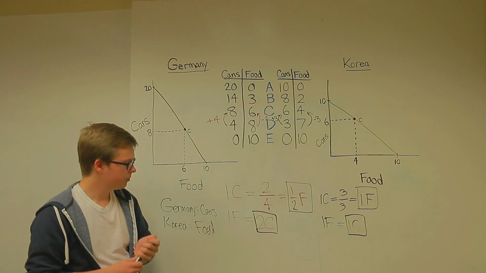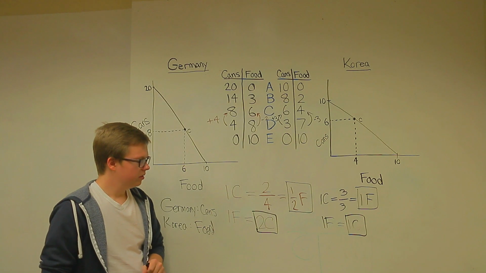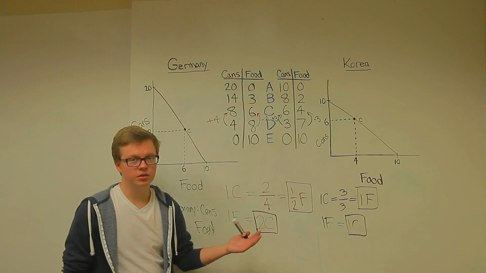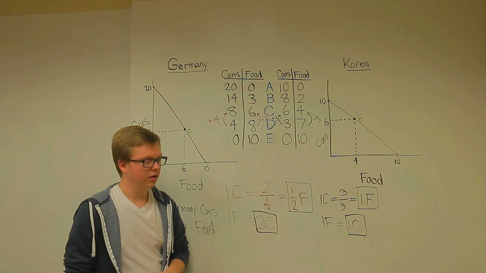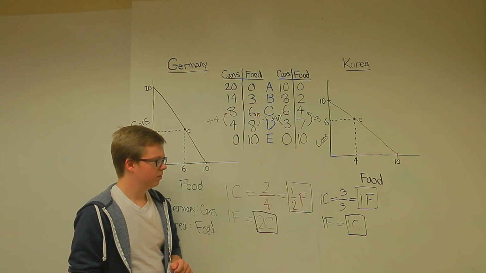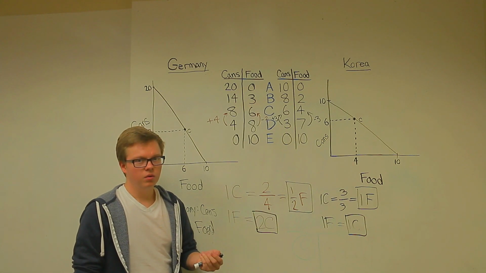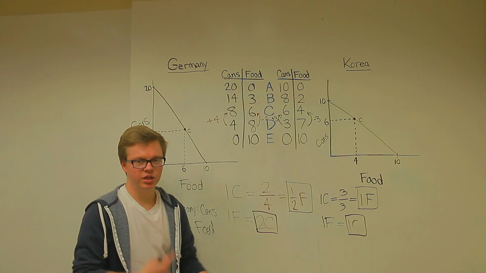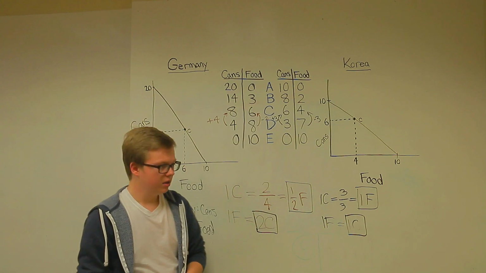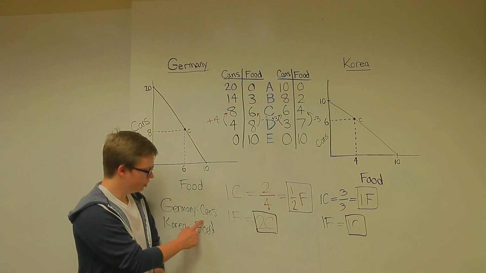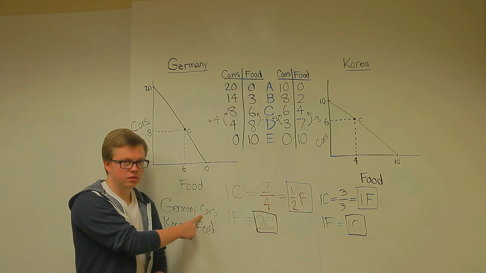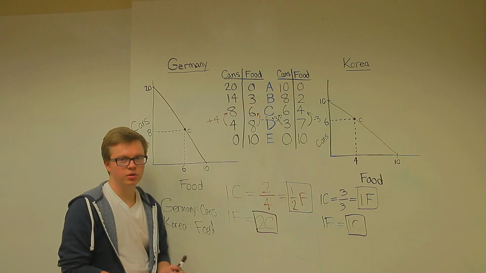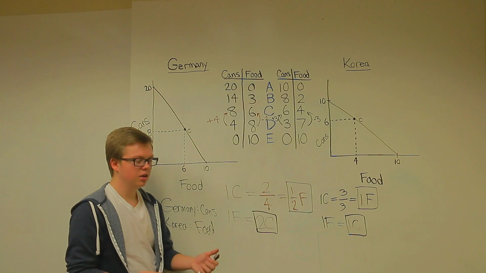So then, now suppose these countries want to trade, and it's important to know what prices or what exchange rates they are going to want to trade at. So we know that Germany is more efficient, you could say, at producing cans. They have the comparative advantage.